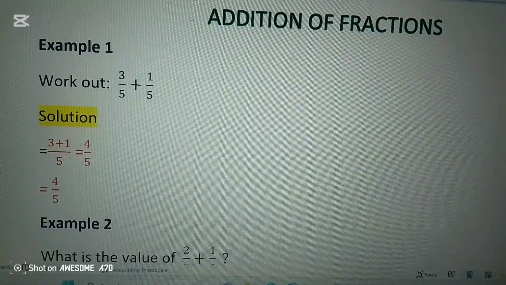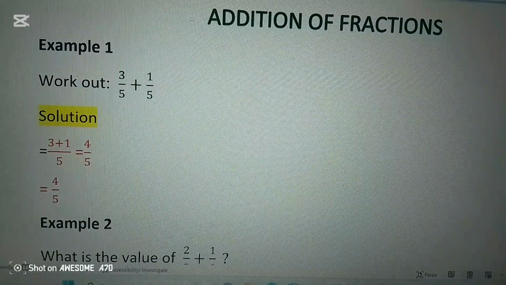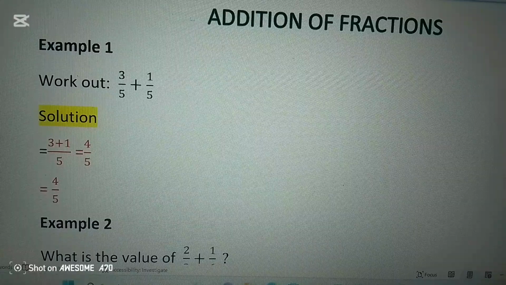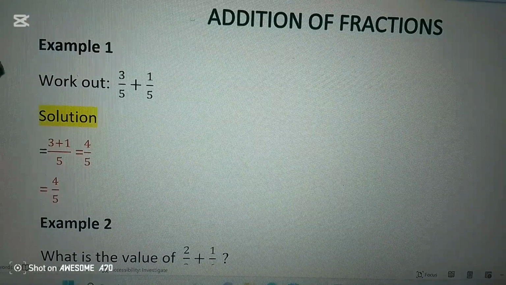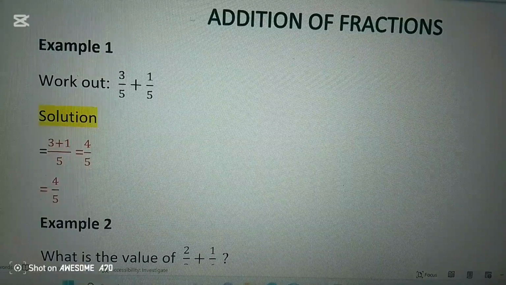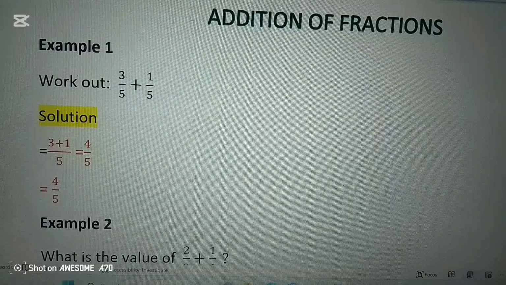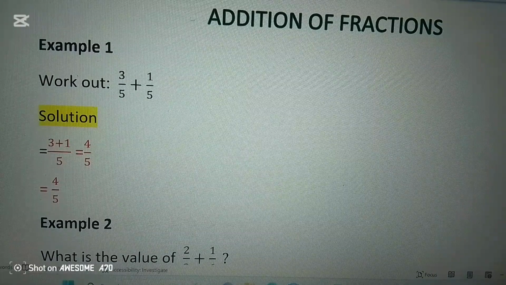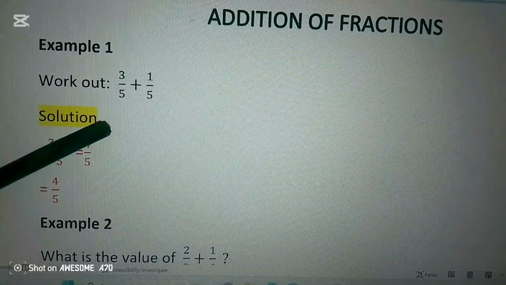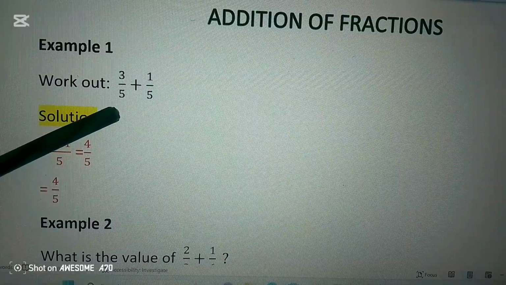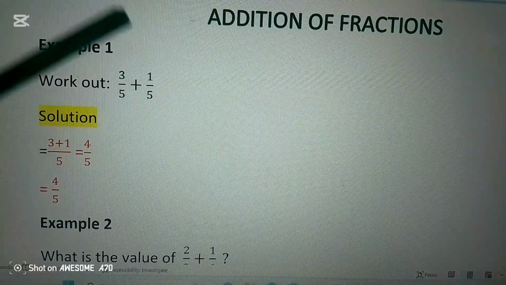So we have addition of fractions with common denominators. This is example 1. We are adding fractions with common denominators. So we have 3 over 5, and we are adding 1 over 5. If we look at this sum, they have a common denominator, which is 5. 3 has a denominator of 5, and 1 also has a denominator of 5.